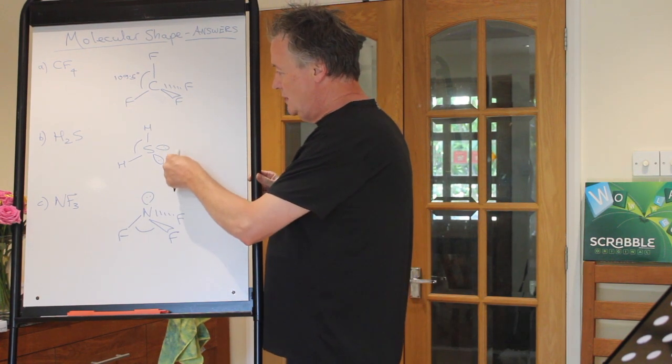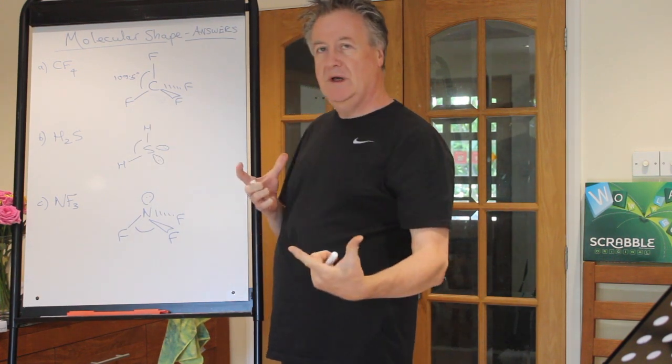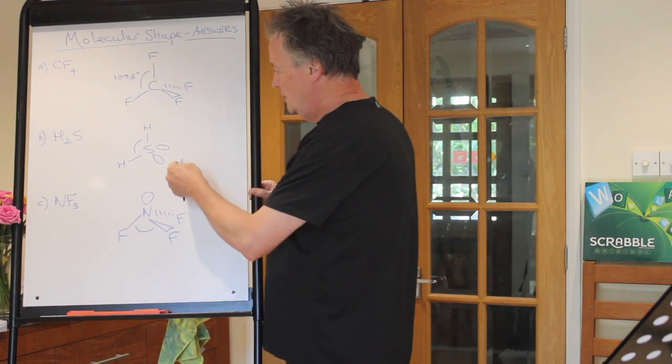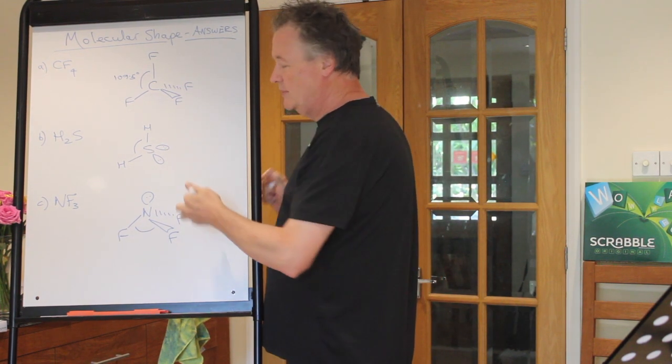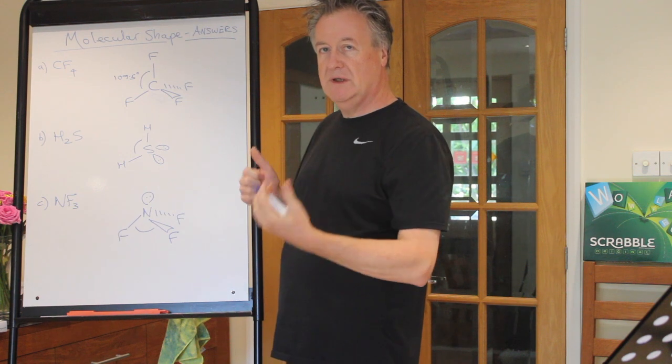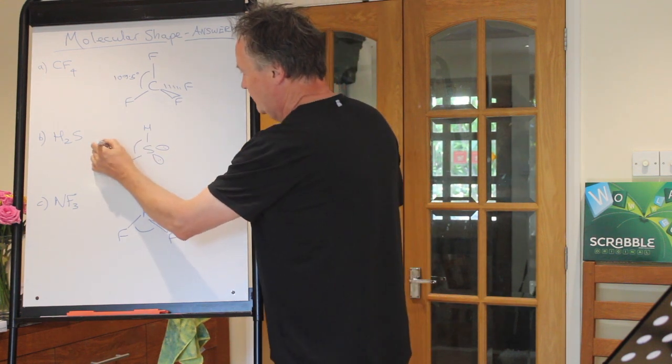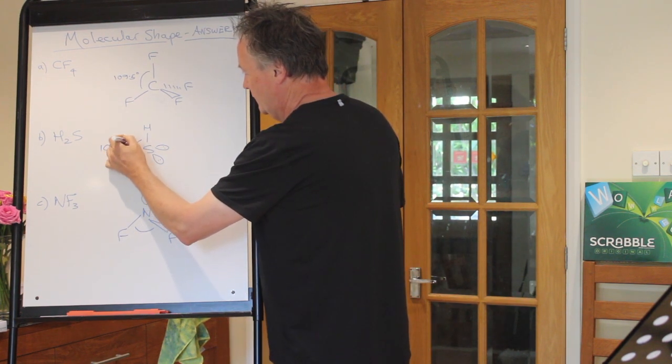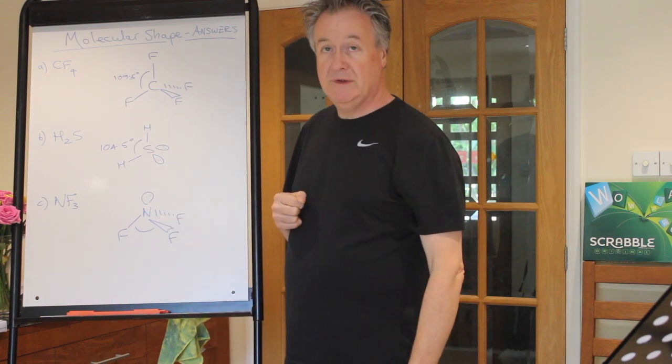H2S, two lone pairs, so the basics is a modified tetrahedral structure and two lone pairs, 2.5 degrees each, that's 5 degrees, that means this is going to be round about 104.5 degrees.